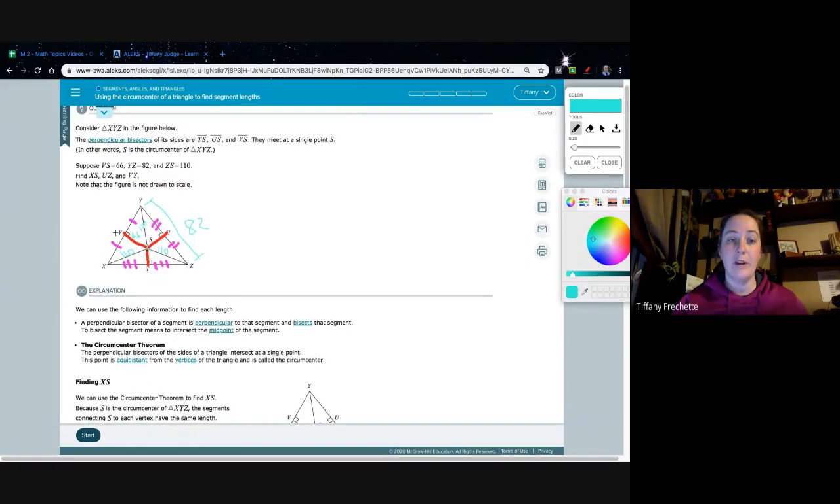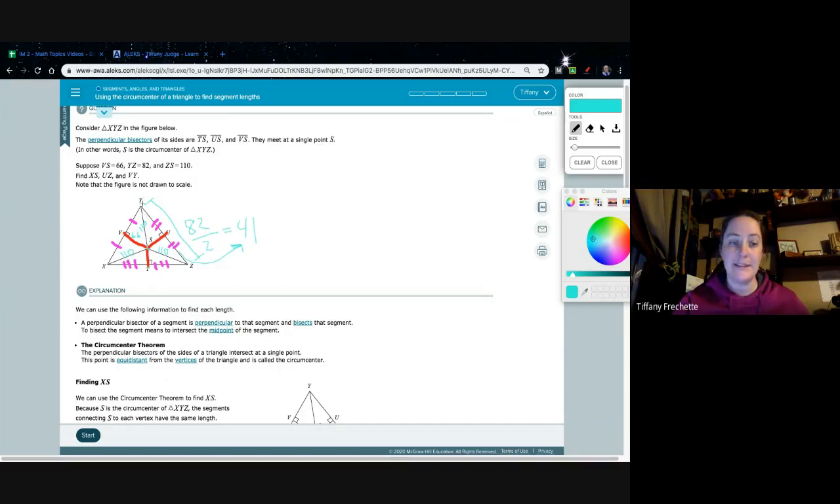So now when we go through and we want to find XS, well, we already found it. It's 110. Then we want to find UZ. So let's see. If we want to find UZ and we know that the whole thing is 82, well, I already went around and marked the bisector part of this. We know that this is the midpoint. So this is half and this is half. So I'm just going to take 82, divide by 2, and I get 41. So UZ has to be 41.